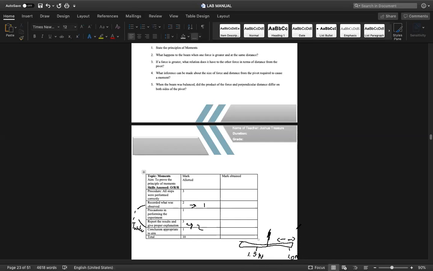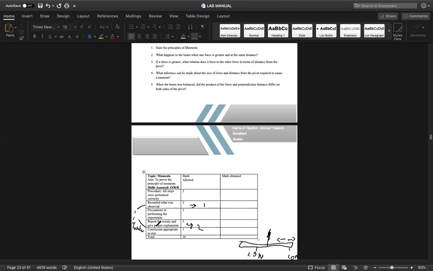So that's what you essentially would state in your observation, that in order to balance the system, if you have a larger weight, you would place the larger weight towards the center, and if you have a smaller weight, you would place it away from the center in order for it to get balanced. That would be your observation for your lab. Is that clear? Yes, sir.